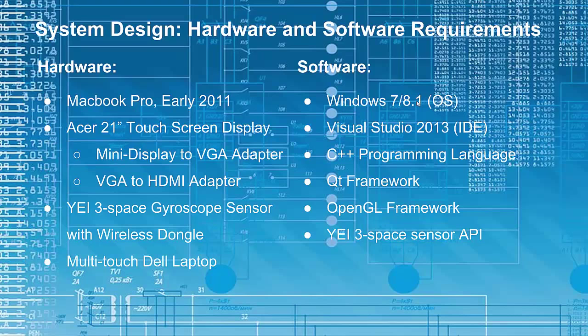For this project, we had many hardware and software requirements. As you can see here, we had the gyroscope, of course, a multi-touch monitor, the laptops that we were using, as well as much of the software, which would include the API for the gyroscope, the OpenGL framework, and the Qt framework. All of the things that were necessary in order to complete this project are listed here.